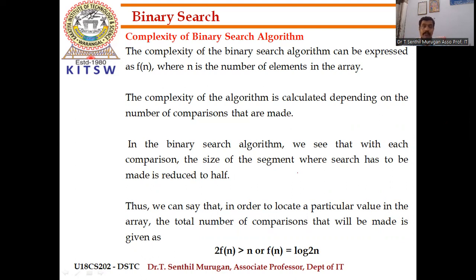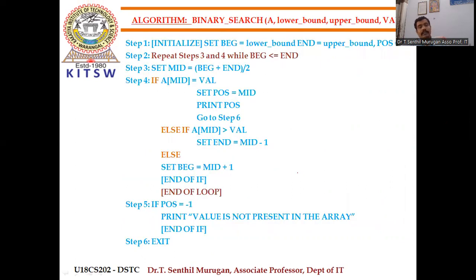Now, complexity of binary algorithm. So this is the algorithm. Initially, beginning is the lower bound value and end is the upper bound value. Position is -1, initially we are fixing. We have to find the middle value. If the middle value is equal, what we have to do? We have to find the position, and that position we can print it.